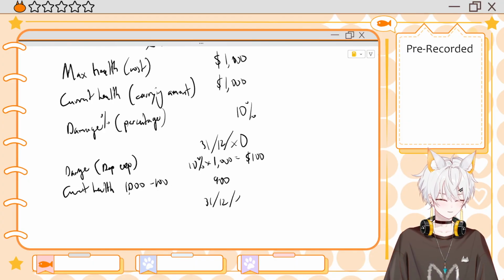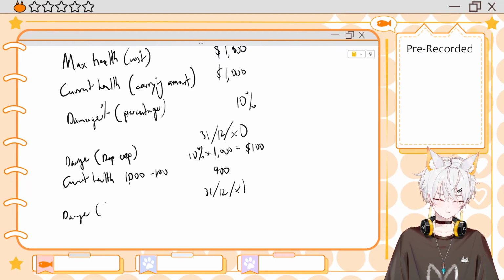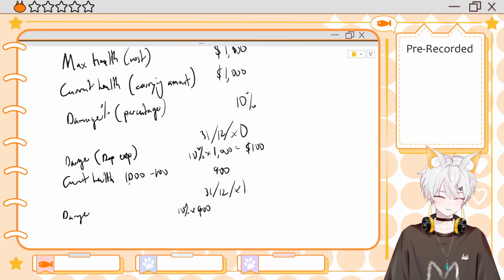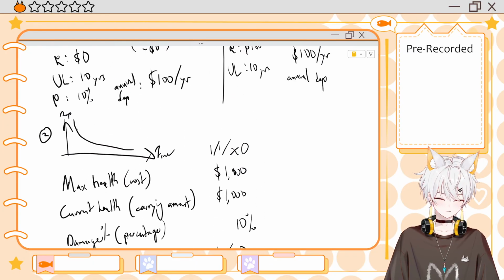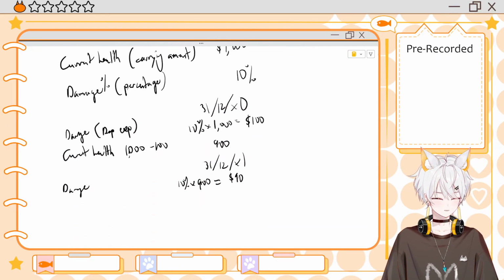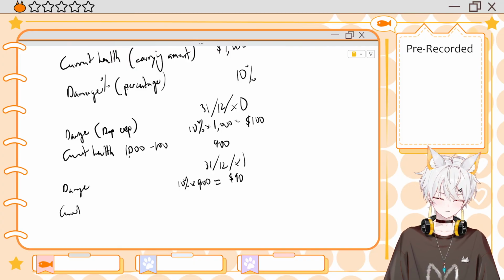To illustrate 1 more year, on December X1, 1 more year has passed. Your damage will actually be 10% times 900 instead of 1000, so it's 90. As you can see, this actually fits the graph. At the start it'll be 100, then 90, then 81, and so on, so it decreases over time. And current health would be 900 minus 90, which is 810.